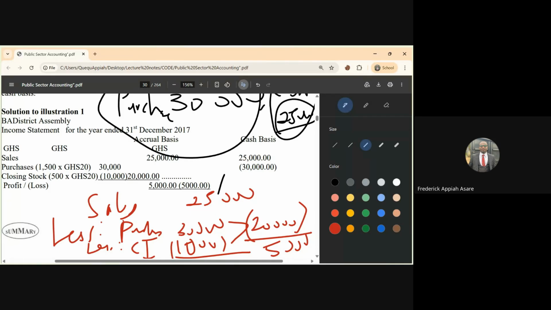Now, when it comes to the cash basis, do not consider non-cash items, like stuff that does not bring cash. Closing stock is not part of cash. Closing stocks are stocks. So for them, you only record the sales of 25,000 and the purchases that they made. So the difference between the two will give us negative 5,000. That is why the cash basis gave us a negative 5,000, while the accrual basis gave us a positive 5,000, because the accrual basis considered the closing stock, but the cash basis didn't consider the closing stock. So that is the difference.